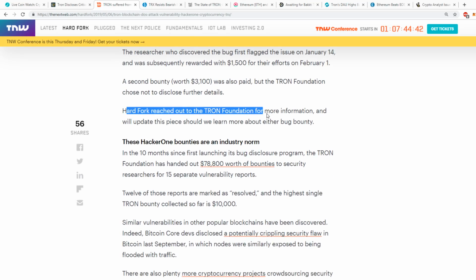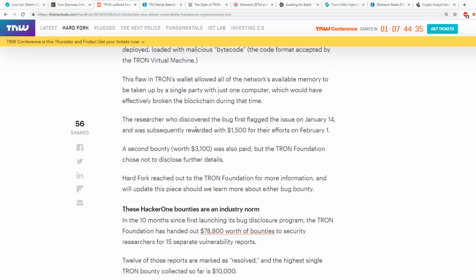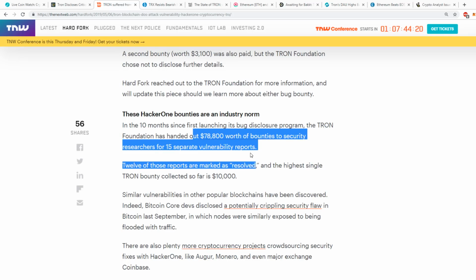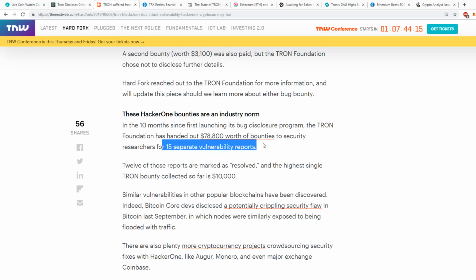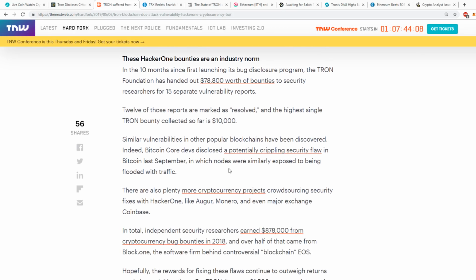Hard Fork reached out to the Tron Foundation for more information, and we'll update this piece should we learn more about their bug bounties. And I will actually check back on this website to see. These HackerOne bounties are an industry norm. And yes, these bounties are sometimes really large. But in the 10 months since first launching, the Tron Foundation has handed out $78,000 worth of bounties to security researchers for 15 separate vulnerability reports. Again, one of these reports must have been crazy high, but 12 of those reports are marked as resolved, and the highest single Tron bounty collected so far is $10,000.